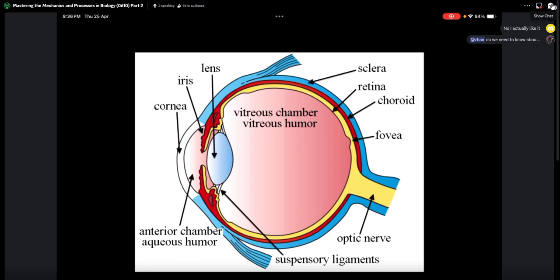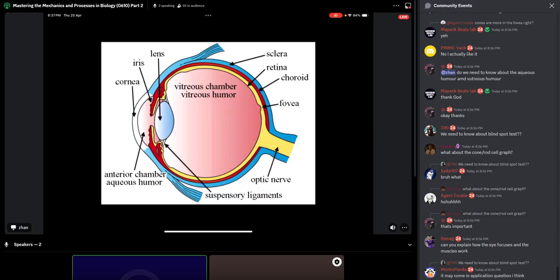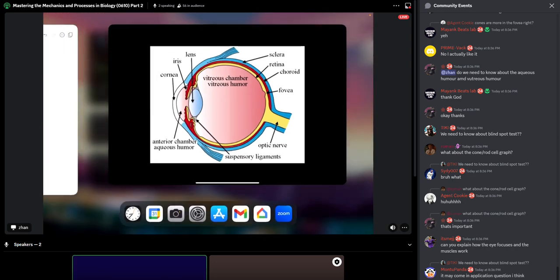Do we need to know about the aqueous humor? No need, no need for aqueous humor and vitreous humor. What you need to know is just the cornea, the iris. Please note it down, guys. The cornea, the iris, the lens, the retina, the fovea, optic nerves, and the suspensory ligament. That's it. I will come to accommodation later on. Hold on, step by step.